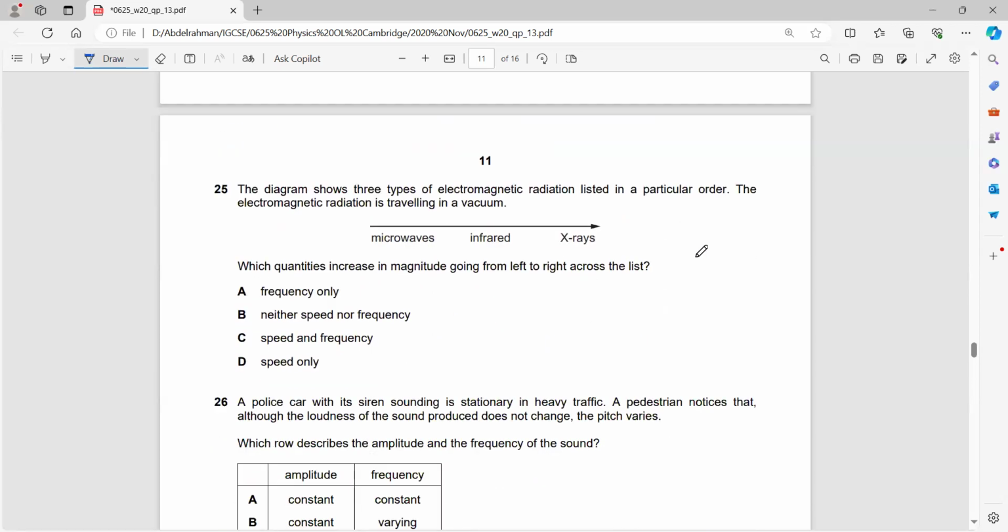The diagram shows 3 types of electromagnetic radiation listed in a particular order. Which quantities increase in magnitude going from left to right? Microwaves, infrared, X-rays. The only quantity that increases is the frequency. The speed never increases. The speed is the same.